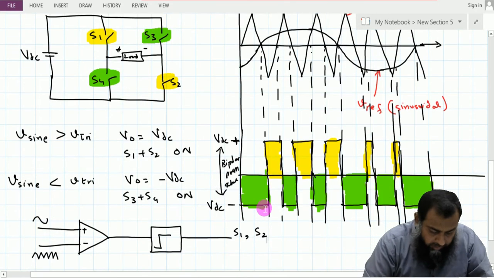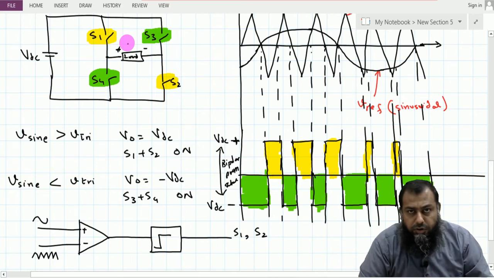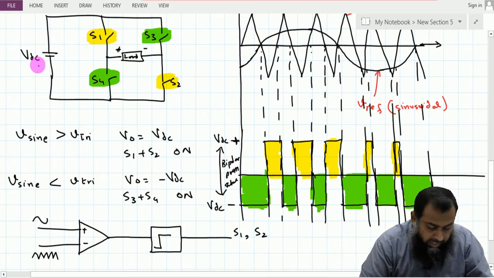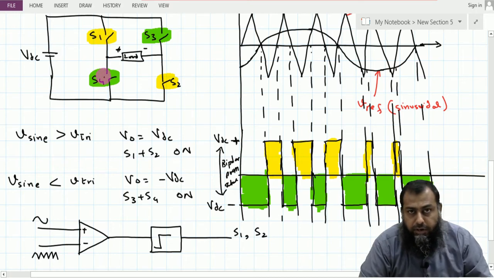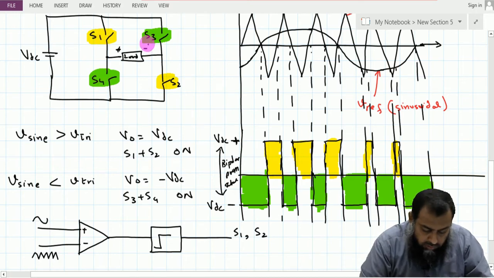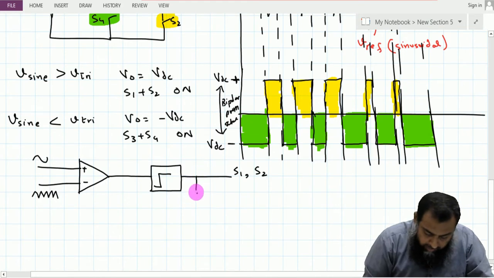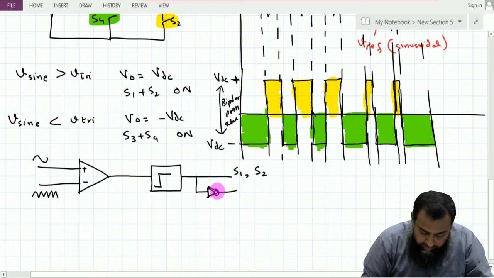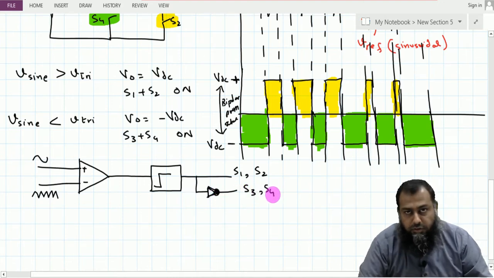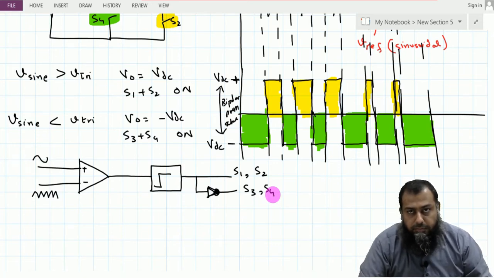And because, like in all H bridges, we do not want to dead short circuit this VDC, whenever S1 is on, S4 should be turned off. And also we want to have a complementary signal for S3 and S2. That can be accomplished by using a NOT gate here. So if I use a NOT gate here, we have this S3 and this S4, and that's how we can actually implement the switching logic for this bipolar PWM signal.